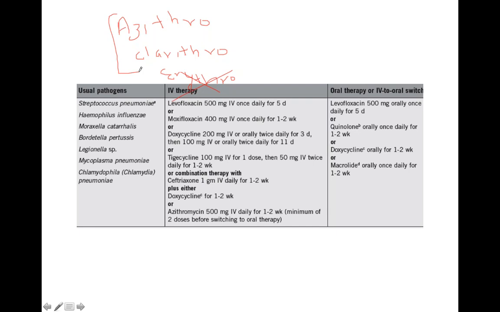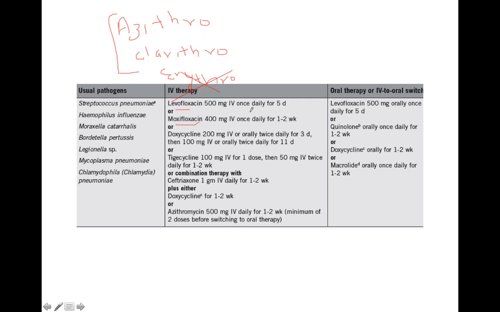But if the patient has used antibiotics in the past 6 months, or has comorbid conditions like COPD or diabetes mellitus, or is more than 65 years of age, or has been exposed to a child in a daycare center, then we will use respiratory quinolones. We will give the patient respiratory quinolones like levofloxacin and moxifloxacin. These are the respiratory quinolones.